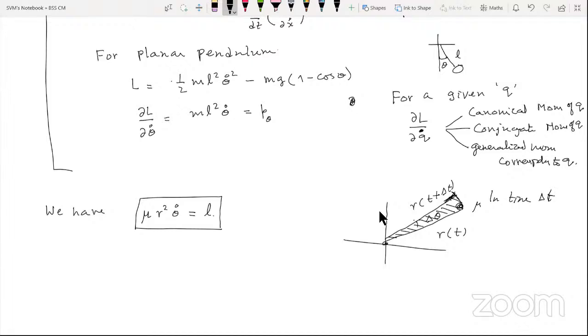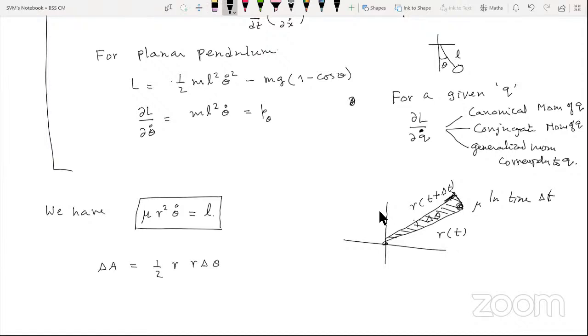This is the area swept. So what is this area swept? You can say r is much larger than this distance. So r is large compared to this r delta theta. So you can approximate this to be some triangle, and this area, which I will call delta A, is equal to half r into r delta theta.